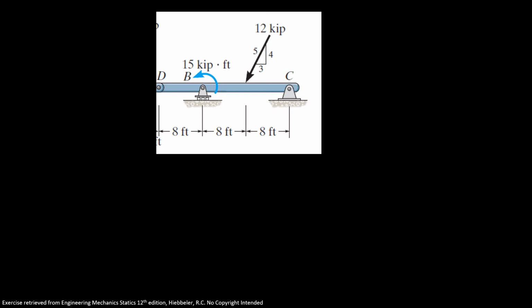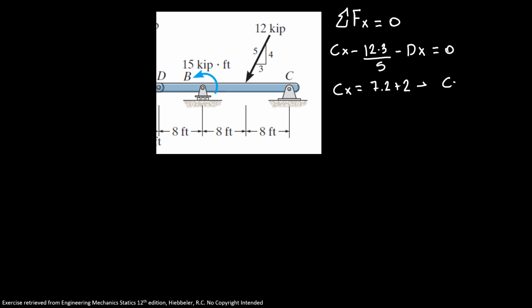Finally, we're gonna use the same member to find the sum of forces in X is equal to 0. We have Cx minus 12 times 3 over 5 minus dx is equal to 0. So our Cx is equal to 7.2 plus 2. So our Cx is equal to 9.2 kips.